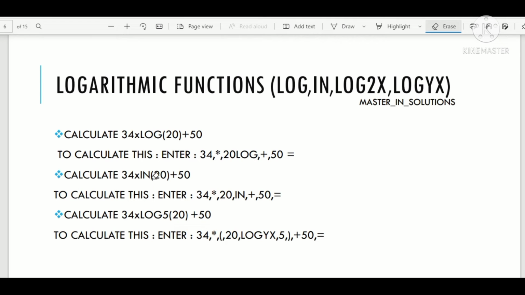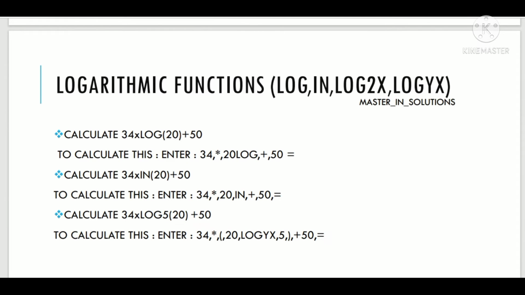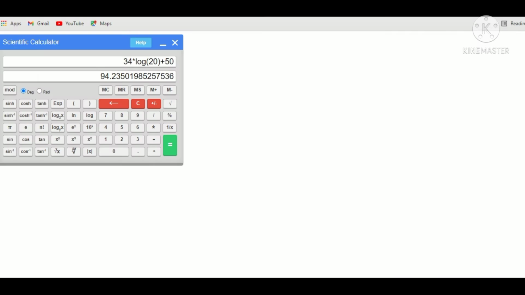Next, one more thing, let me explain 34 into natural log 20 plus 50. Let me explain in the scientific calculator. Let me clear all this, and 34 into, and we are going to use the natural logarithm of 20, and next entering plus 50, that gives the answer for 34 into natural logarithm of 20 plus 50.